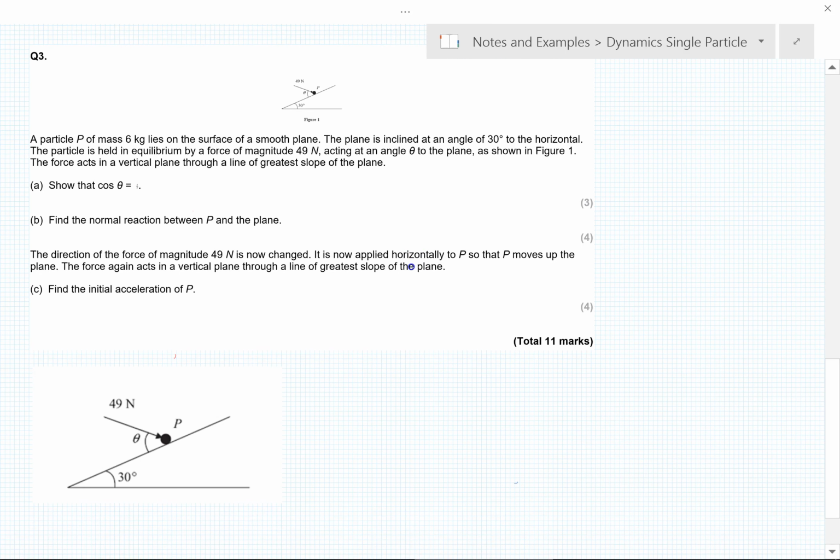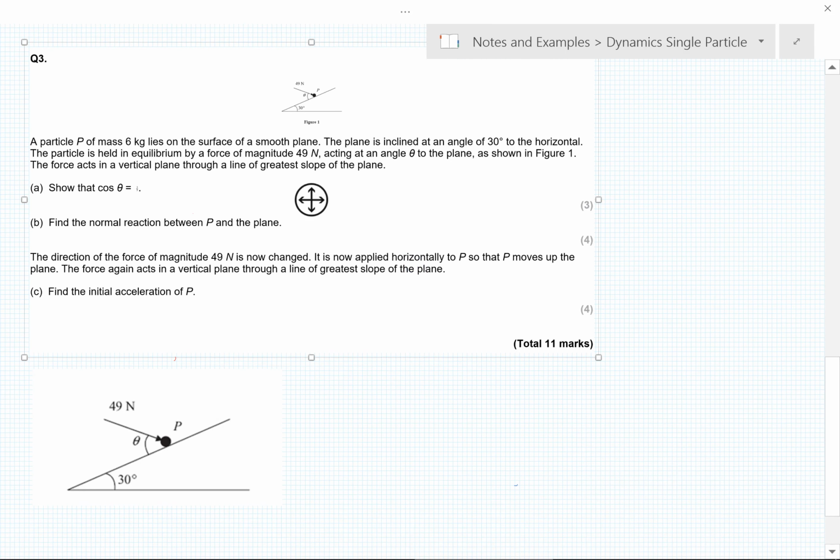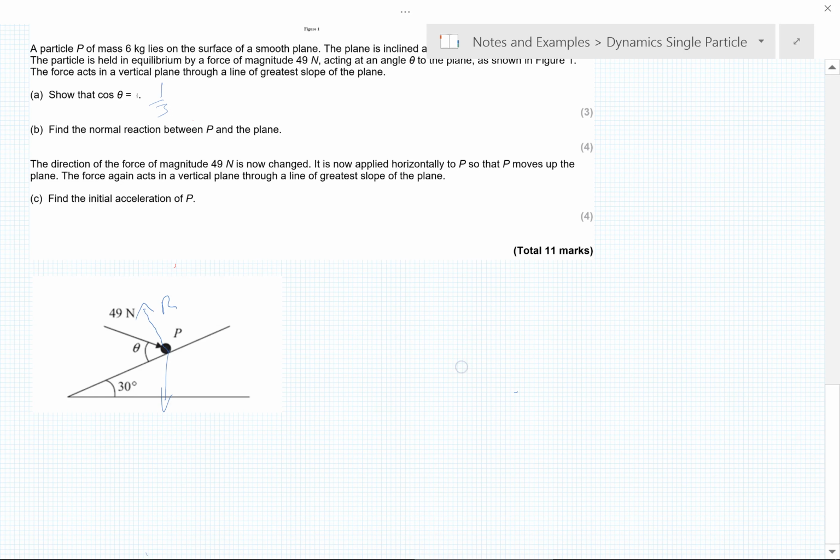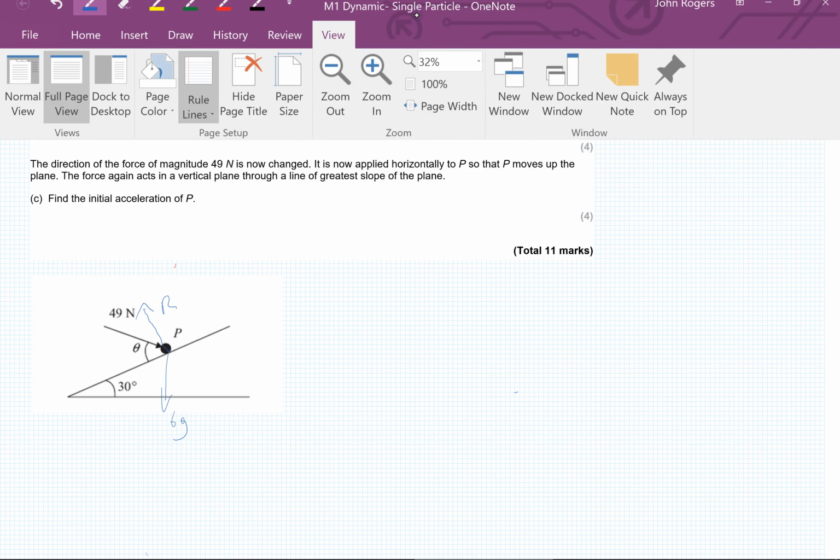So there we go. Let's do question 3 from the directed study. This is a smooth plane this time, so at least we don't have to worry about that. And it says the angle is a third if it's in equilibrium, because it's being held by this one force upwards. Okay, so we've got reaction force here, and we've got weight going downwards, which is 6g. Okay, let's just resolve the forces.